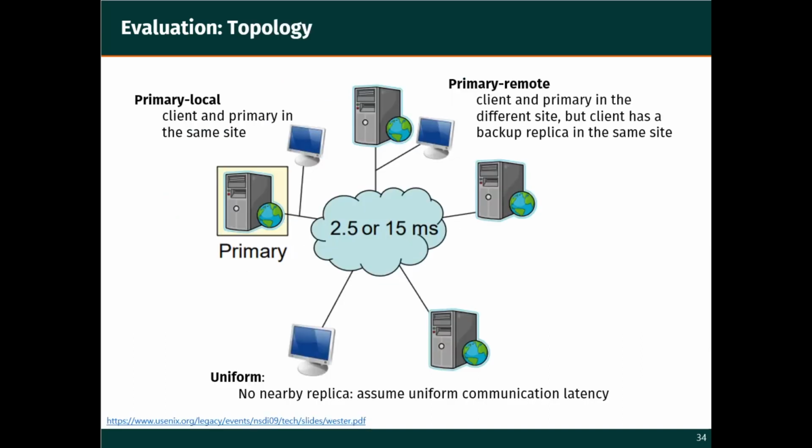Before the evaluation results, each experiment is conducted assuming three different topologies: primary local topology, primary remote topology, and uniform topology. The primary local topology defines that the client and primary are in the same site, and the primary remote topology defines that the client and primary are in different sites, but the client has a backup replica in the same site. And the uniform topology defines that there exists no nearby replica in the same site. This means that the communication latency is the same across all replicas. And this artificially injected delay can be 2.5 milliseconds or 50 milliseconds.